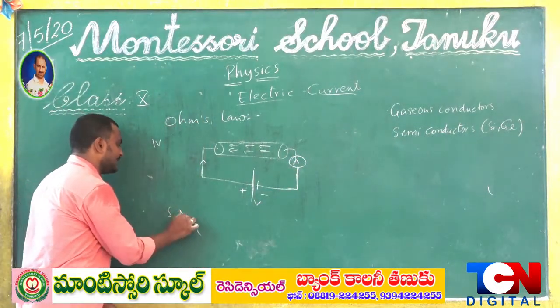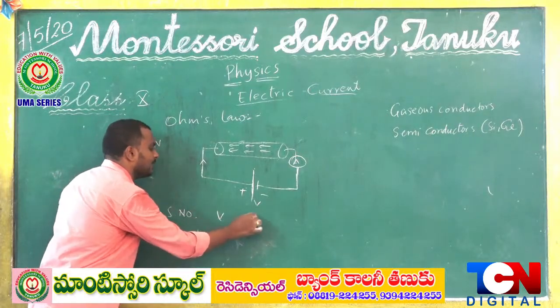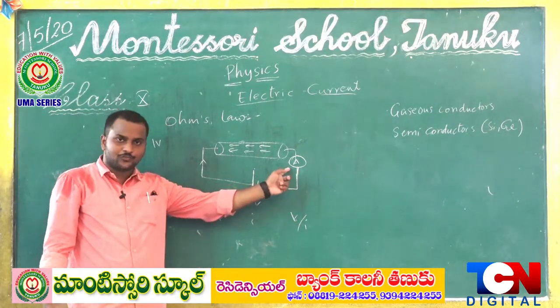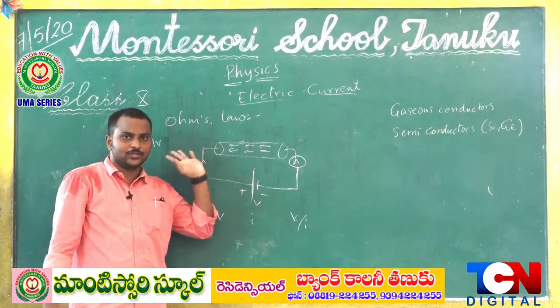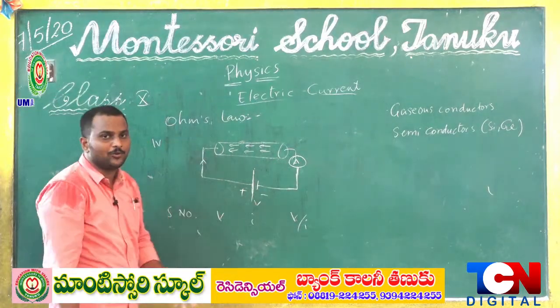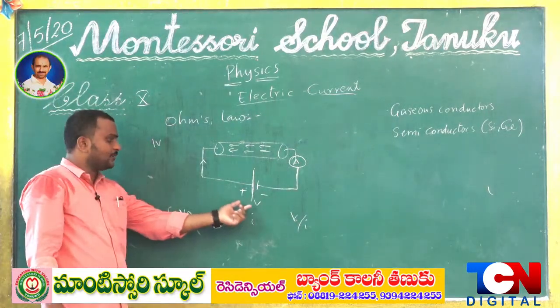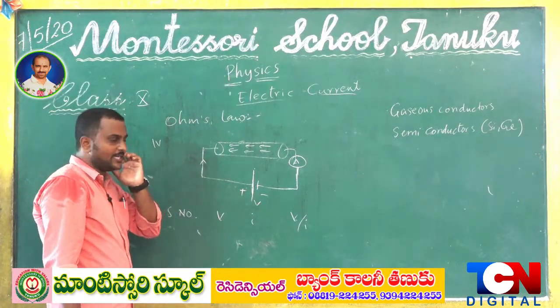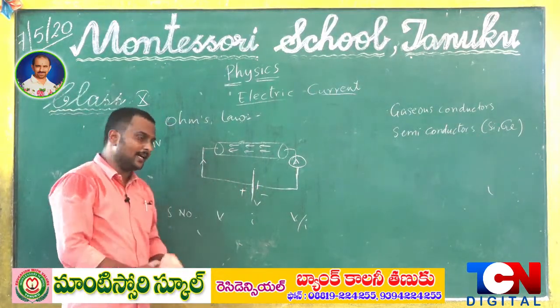Now tabulate the readings, serial number, V, and I. An ammeter is a device used to find the current passing through the conductor. It shows the amount of current. First connect one battery, so that it produces some current. The amount of current will be shown in the ammeter.